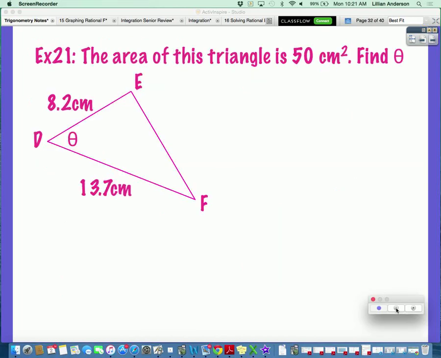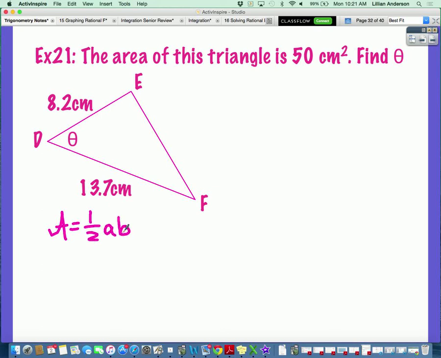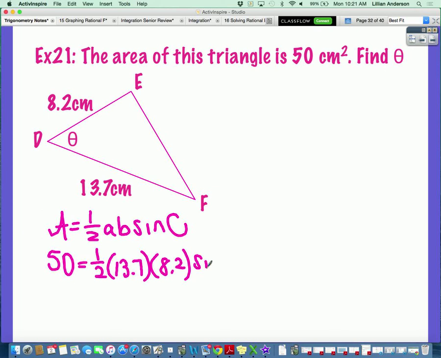For this particular problem, it says the area of the triangle is 50 centimeters squared, and you're looking for theta. That means you are looking for the angle, so you use the fact that the area formula is 1/2 AB sine C, or in this case, 1/2 EF sine D. And you plug in what you're given. Your area is 50. One of your sides is 13.7. The other side is 8.2.